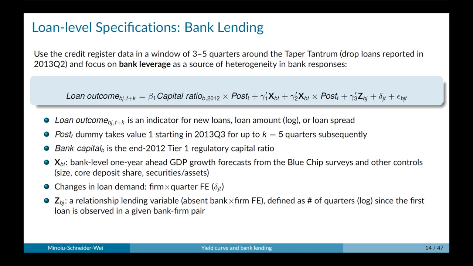And then we also control for firm-quarter fixed effects, which allows us to draw identification from comparing banks with different exposure, if you will, to the term premium rise from the taper tantrum episode. So we exploit heterogeneous exposure to the term premium in terms of leverage and compare the lending of banks with different degrees of ex-ante leverage to the same firm and in the same quarter, and see how those decisions differ. That's where the identification comes from.